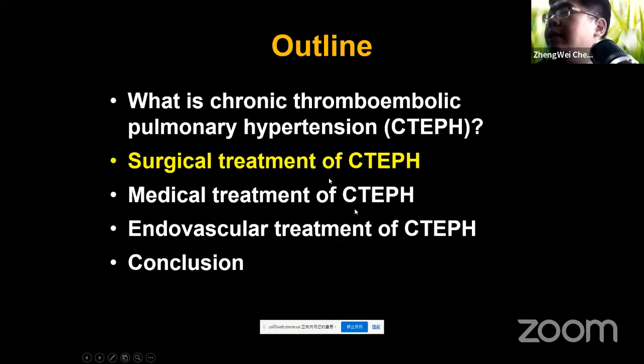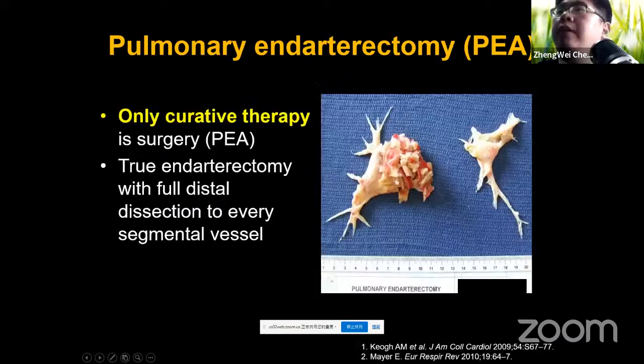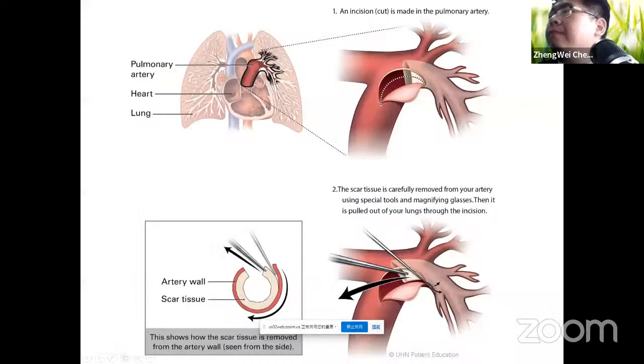So let's start from the surgical treatment. Surgical treatment is a pulmonary endarterectomy, and we will also call it PEA. PEA is the only curative treatment for CTEPH. In PEA, the scar tissue is carefully removed from the pulmonary artery.